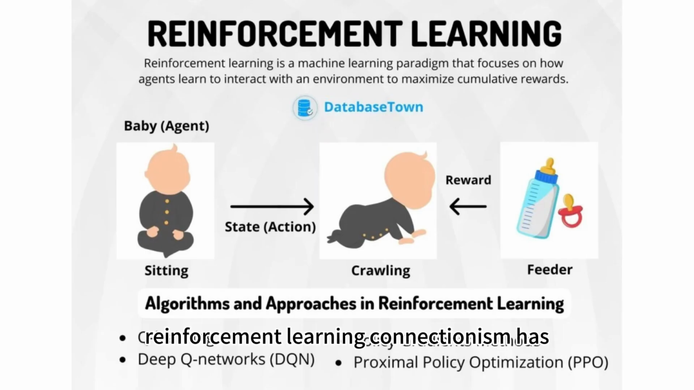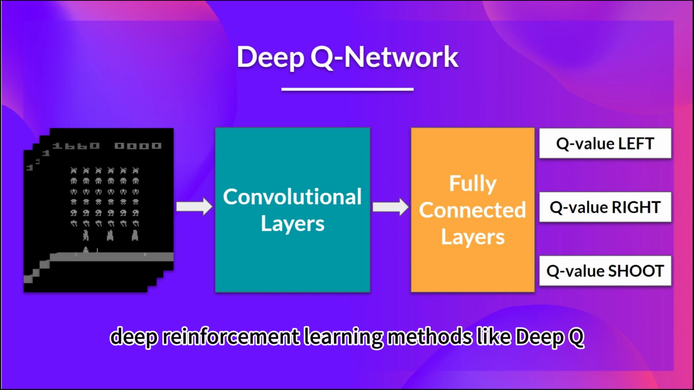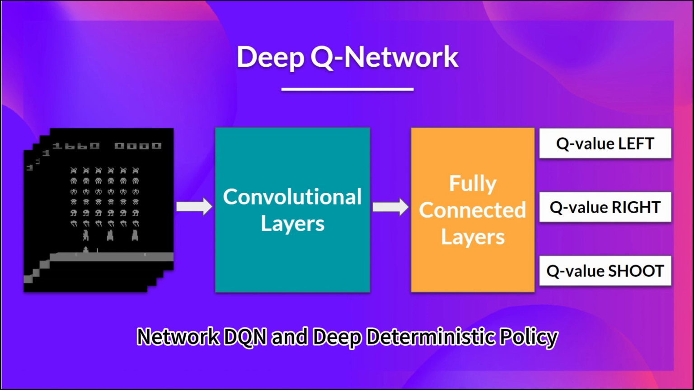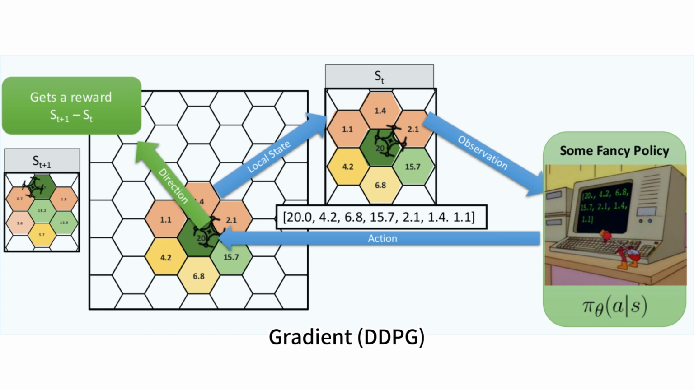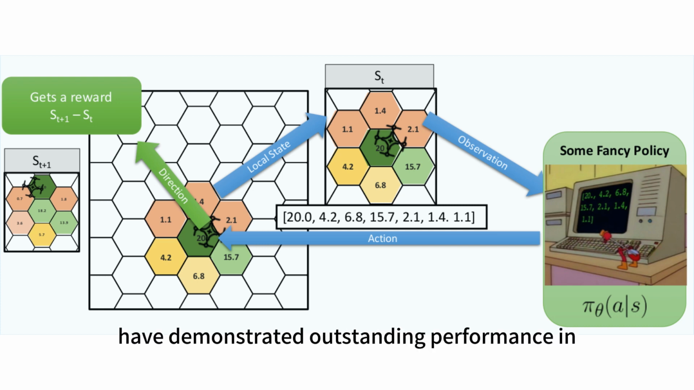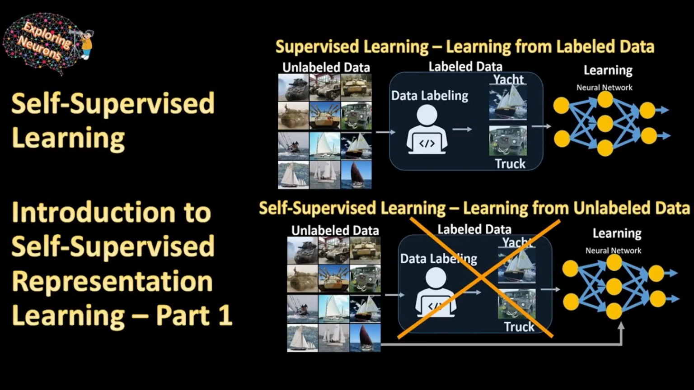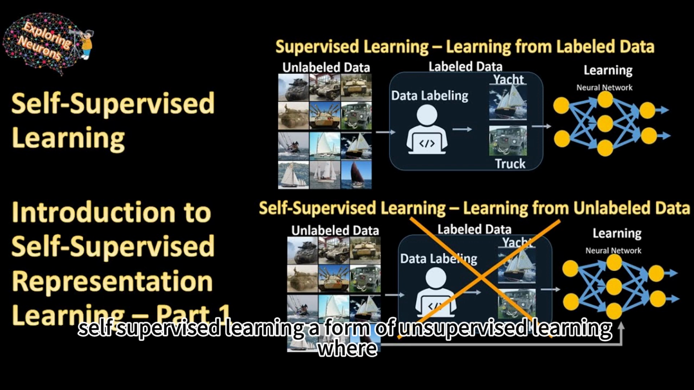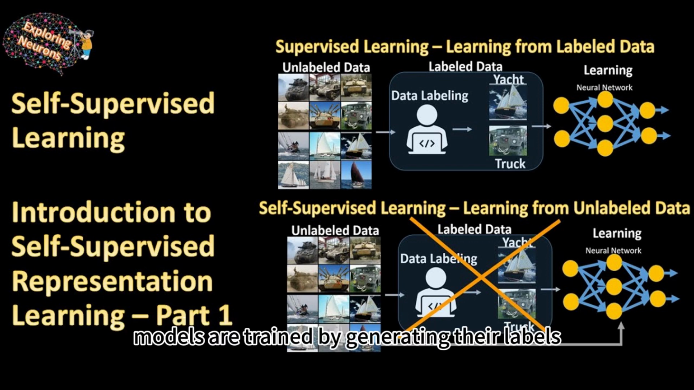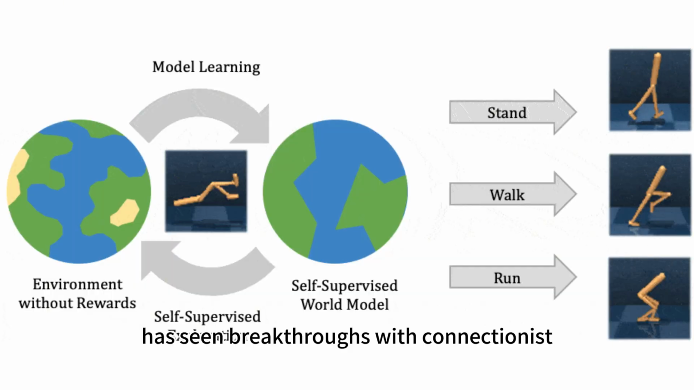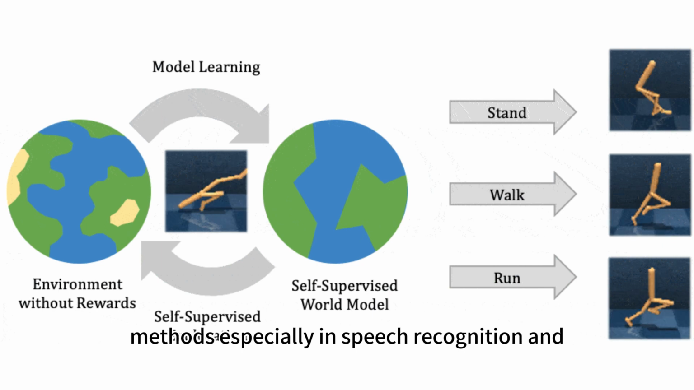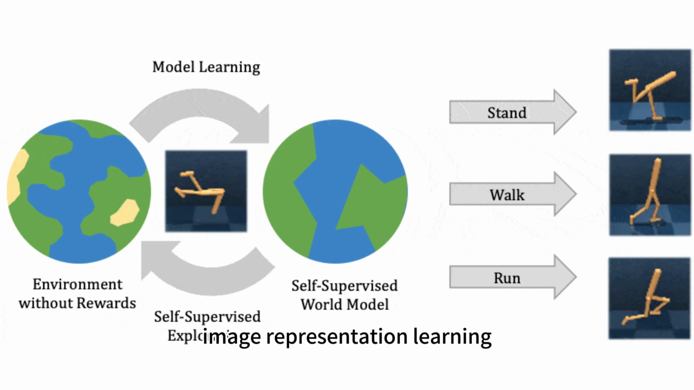Reinforcement learning. Connectionism has made significant contributions to the field of reinforcement learning. Deep reinforcement learning methods like deep Q-learning and deep deterministic policy gradient have demonstrated outstanding performance in gaming and robot control. Self-supervised learning, a form of unsupervised learning where models are trained by generating their labels, has seen breakthroughs with connectionist methods, especially in speech recognition and image representation learning.